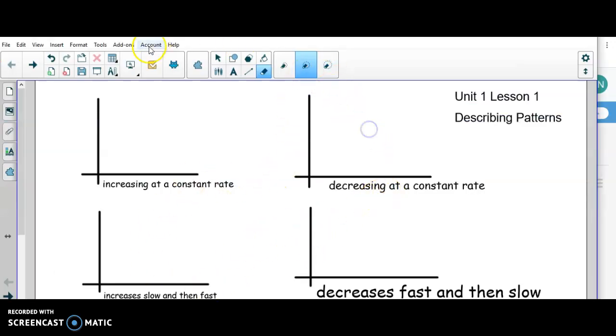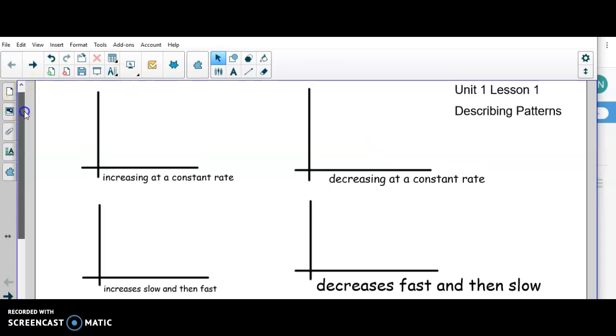I wanted to talk today about describing patterns as part of our unit. So this is our Unit 1, Lesson 1. We did Unit 2 first, so don't feel like we're 8 weeks into school and still doing Unit 1. But this is something I wanted to talk about.